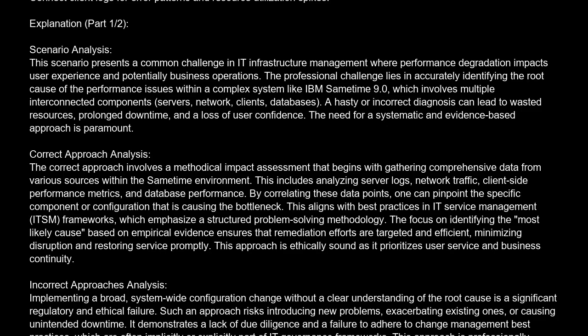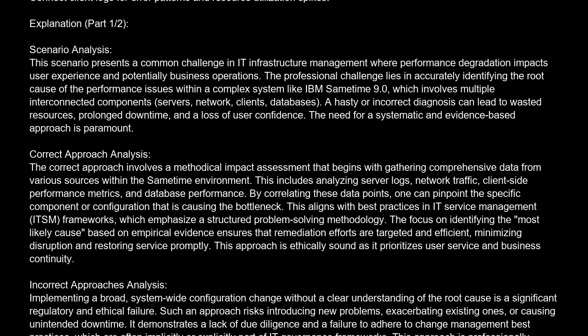The correct answer is C. Reviewing and correlating server-side logs from the Sametime Meeting Server, Sametime Proxy Server, and Sametime Connect client logs for error patterns and resource utilization spikes. Explanation. Scenario analysis. This scenario presents a common challenge in IT infrastructure management, where performance degradation impacts user experience and potentially business operations. The professional challenge lies in accurately identifying the root cause of the performance issues within a complex system like IBM Sametime 9.0, which involves multiple interconnected components: servers, network, clients, databases.